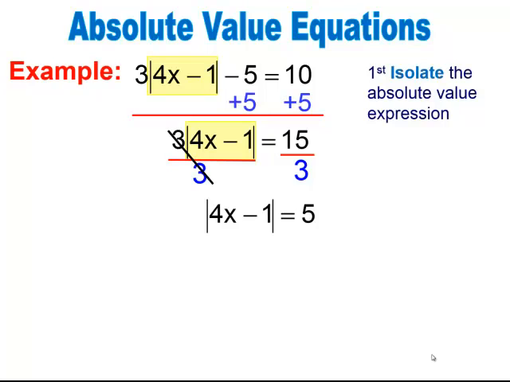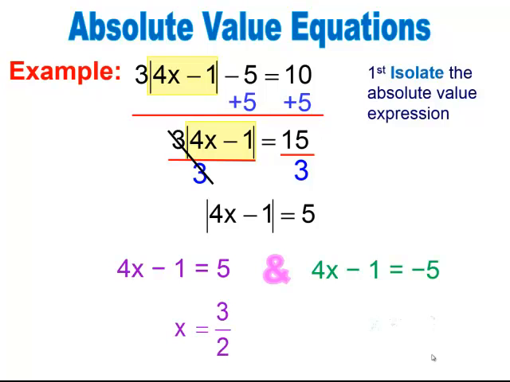So now that we have the absolute value isolated and it equals a positive number, I can solve. Again, you're going to take the expression out, set one to the positive, one to the negative, and solve. And this is a two-step equation. When I do the work for it, I'm going to add 1. I'm going to end up with 4x equals 6. I divide through by 4, and I'm going to simplify that fraction to 3/2. The second one, when I add 1, I end up getting a negative 4. Divide through by 4, and I get a negative 1.